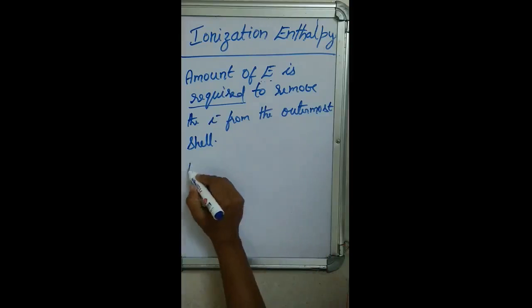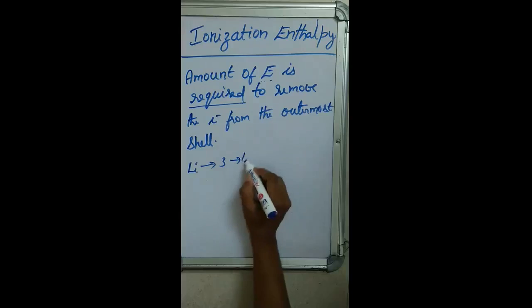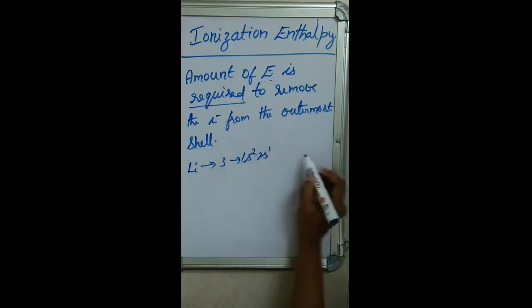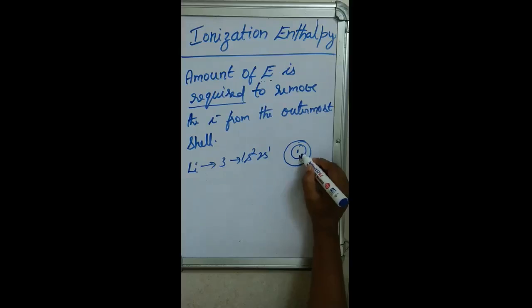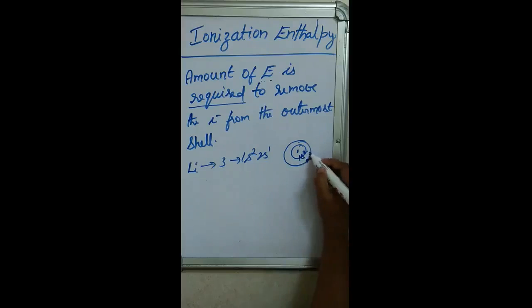Now the example I will take is lithium. Lithium's atomic number is 3. Electronic configuration is 1s2, 2s1. I will draw the structure also. Two shells I have to draw. The first shell contains 1s2 electrons. The second shell contains 1 electron.